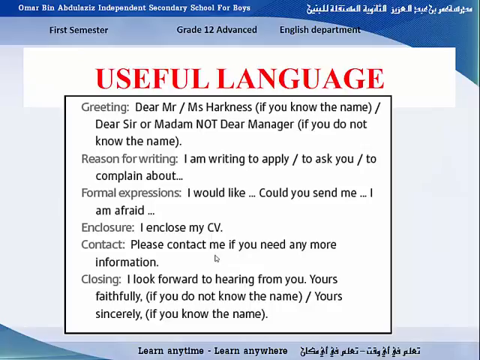Look at this. Here we got some useful language. For example, if you are greeting, you say, dear Mr., Miss, if you know the name. You say, dear sir or madam, not dear manager. Reasons for writing: I'm writing to ask you, to apply, to complain. Use some formal expressions like I would like, could you send me, I'm afraid. And then if you got something enclosed with your letter, you can say I enclose my CV. And then write your contact. Please contact me if you need any more information. Closing with, I look forward to hearing from you, yours faithfully or yours sincerely, as I said before.